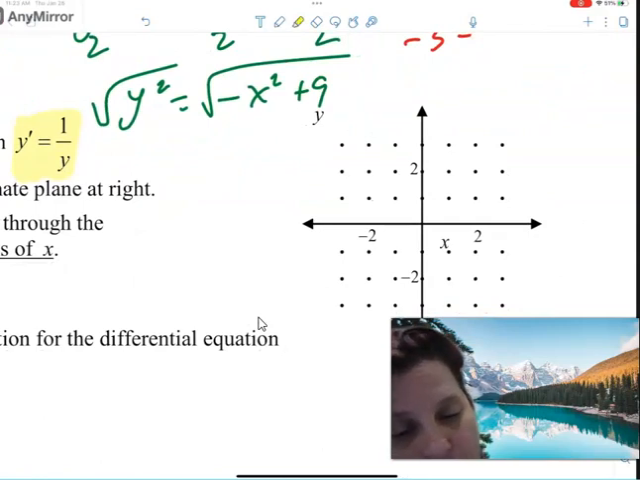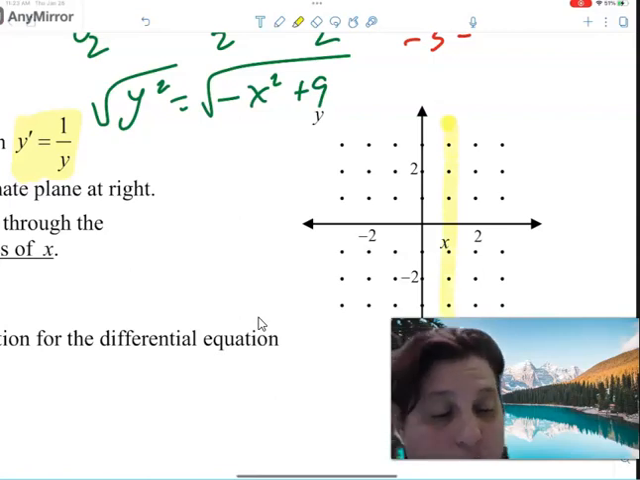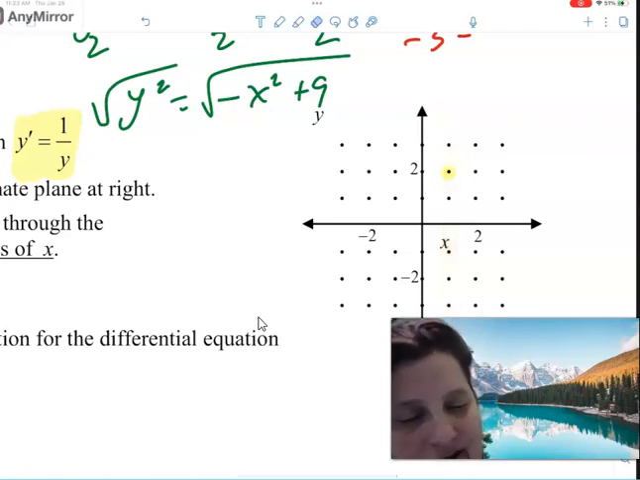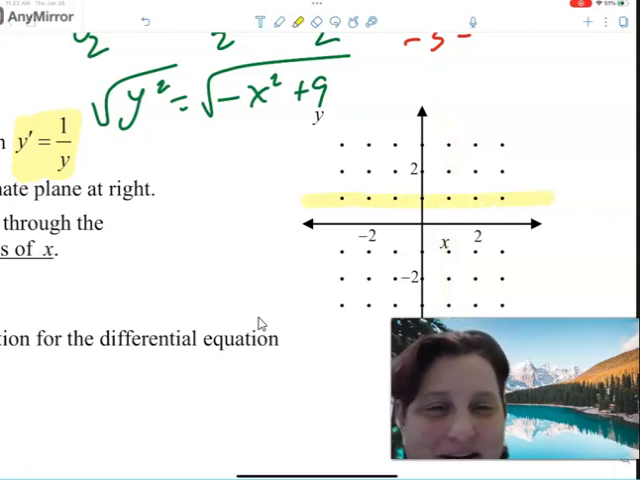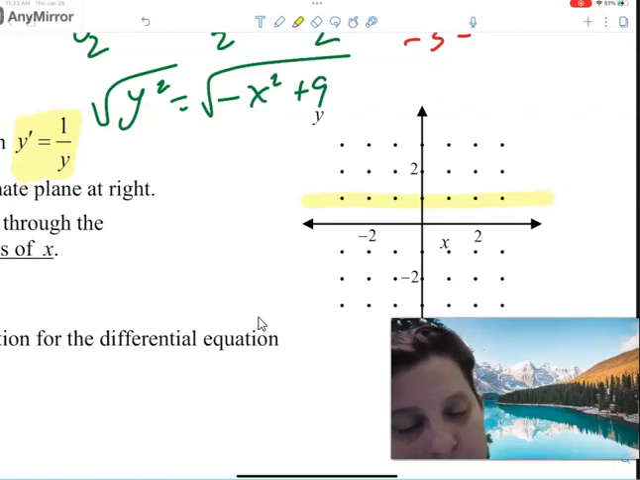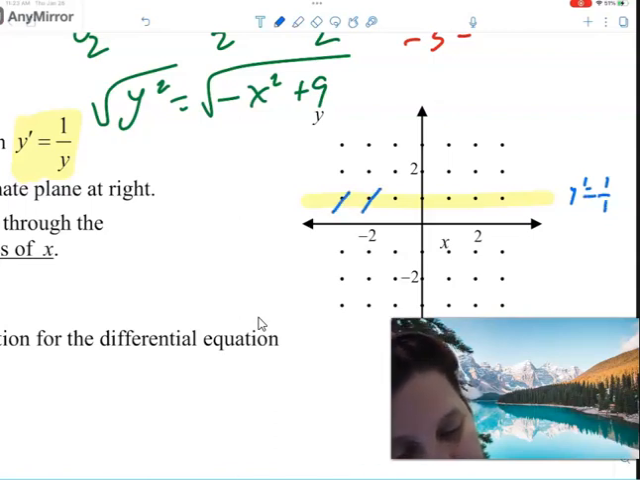This whole row right here, y is 1, right? It's like the point 1, 1, 2, 1, 3, 1. Wait. Nope. I have to think sometimes, you guys. Okay, x is 1, 1, 2, 1, 3, 1. Yeah, that whole row is y equals 1. So on that whole row, y prime is going to be 1 over 1, and it doesn't matter what the x is. So I'm making slopes of 1. These should come up at like a 45-degree angle.